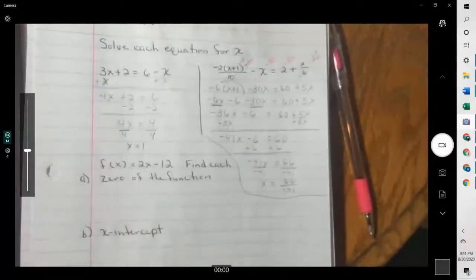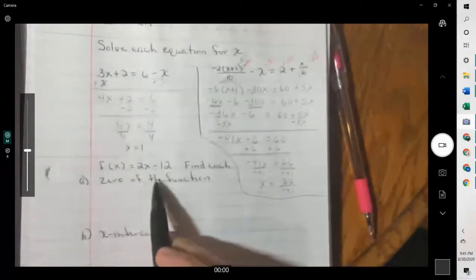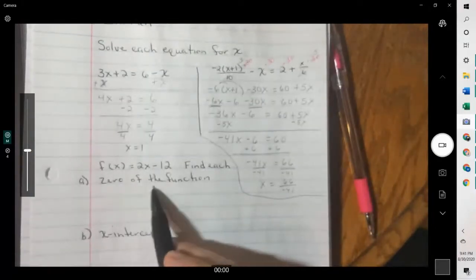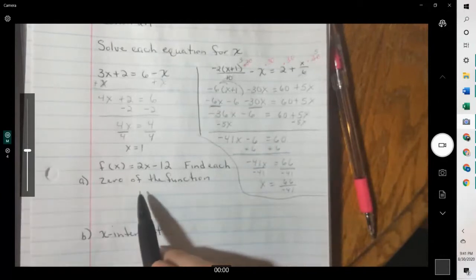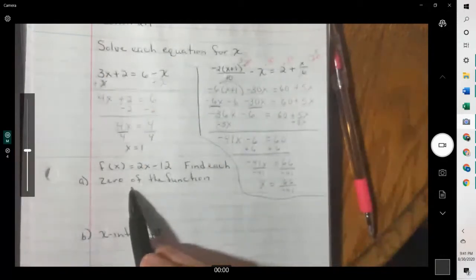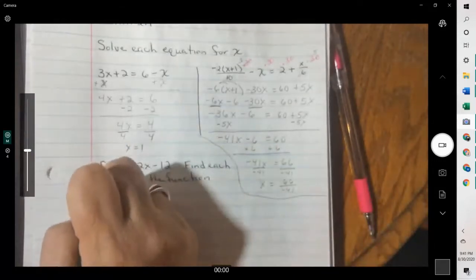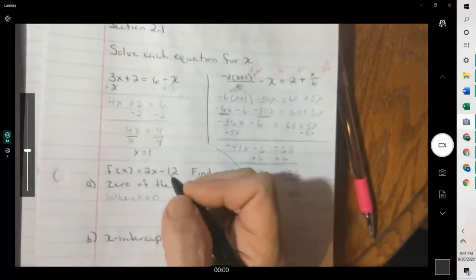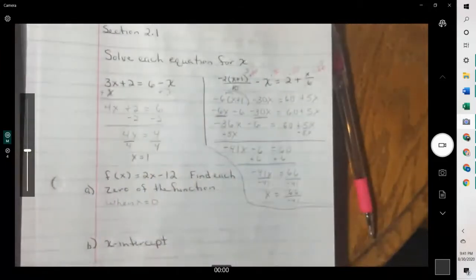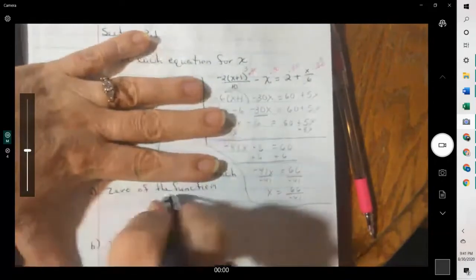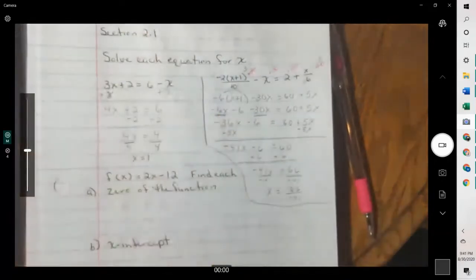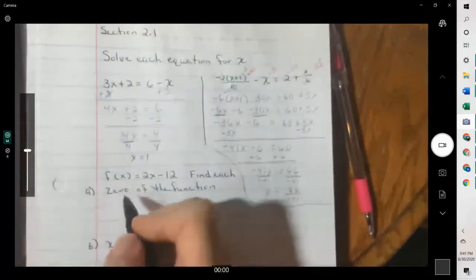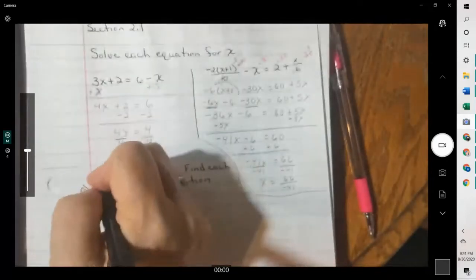Okay. For f of x equals 2x minus 12, find the 0 of the function. The 0 of the function is when x is 0. Sorry, I said that wrong. When the function is 0, because it's the 0 of the function. So that's when this whole thing is 0.